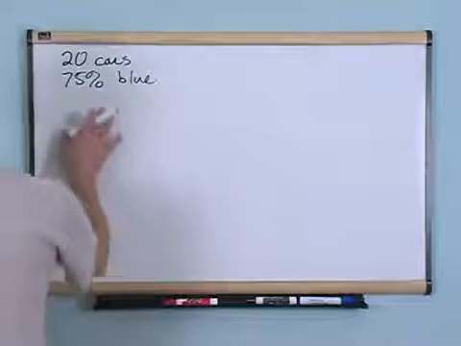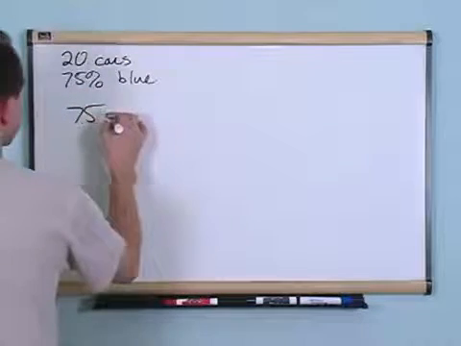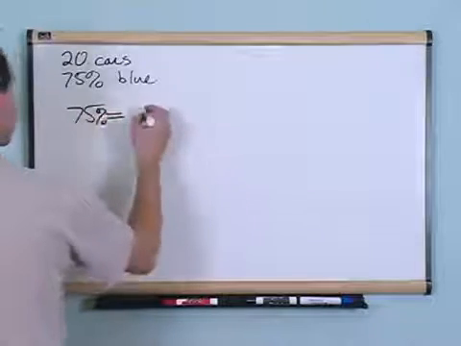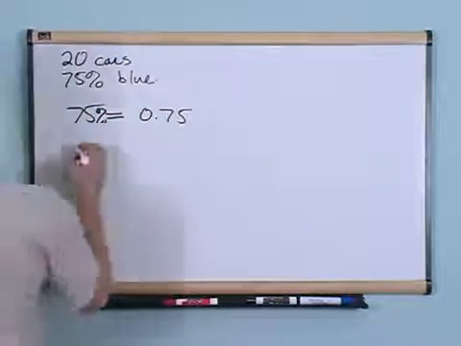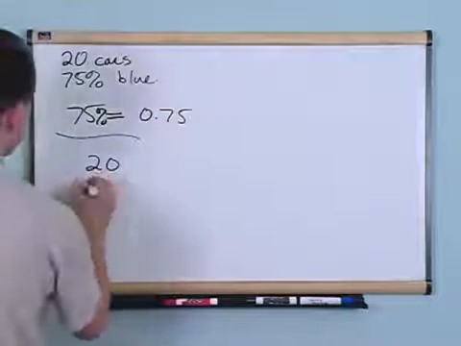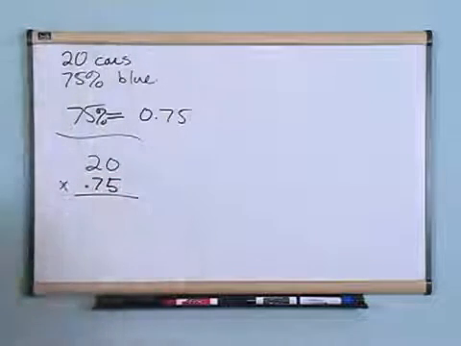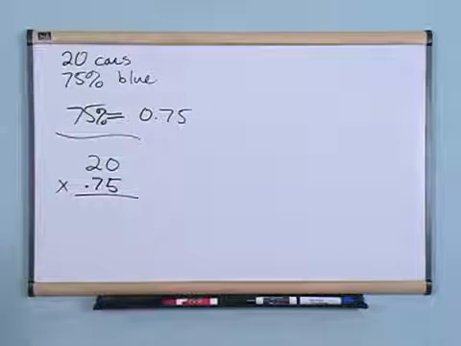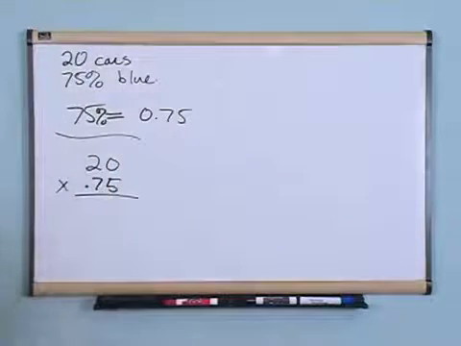Okay? Well, you want to take the 75 and convert to a decimal. So that's 0.75. Okay? So all you're going to do is you're going to take the 20 cars total in the lot and you're going to multiply by 0.75, like this, okay? Because multiplying by this decimal chops down this total number and tells me how many cars are actually blue, okay?